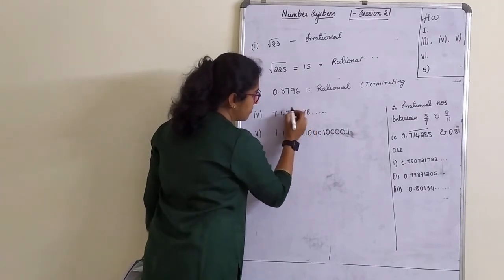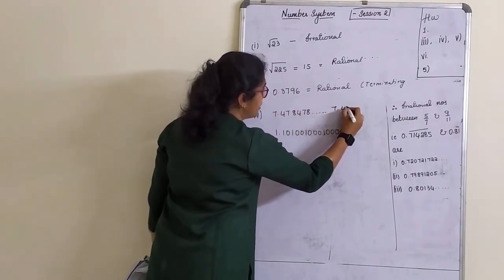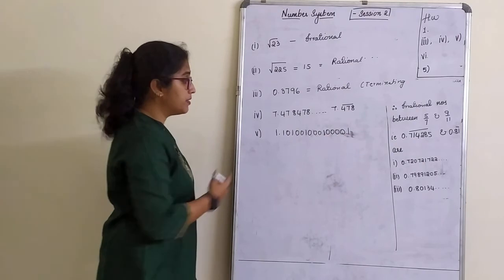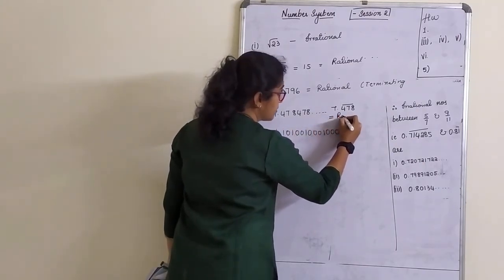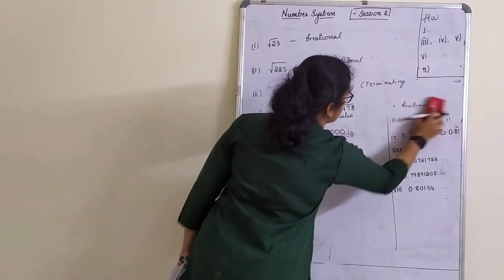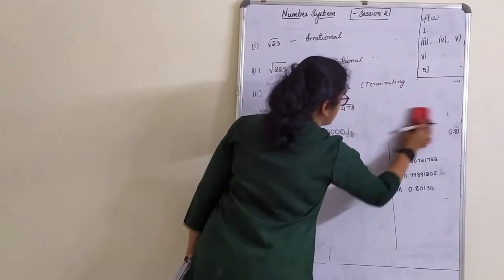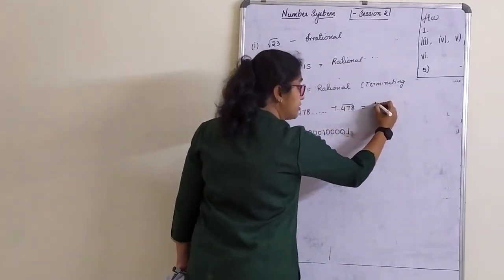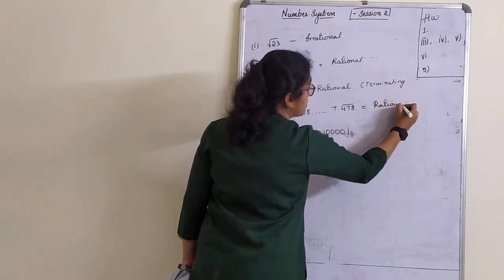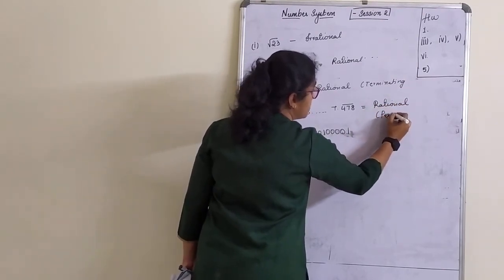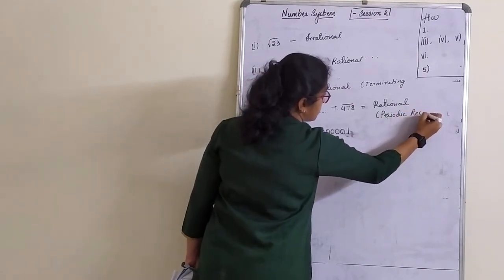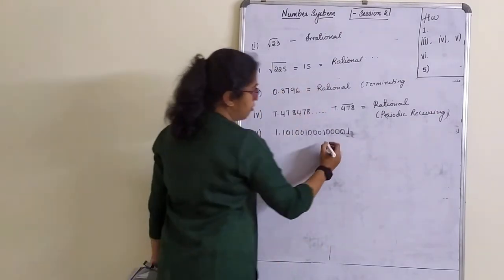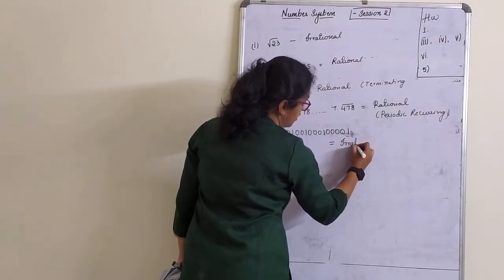Look at this: 478, 478. So this is nothing but 7.478 bar. Okay. Be very careful while observing the number. You shouldn't make a mistake just by looking at the number. So this is rational because it has periodic recurring. Okay, and the last one, there is no pattern at all, so it is irrational.